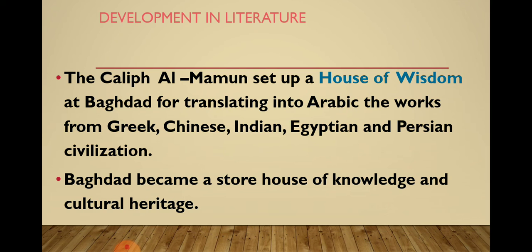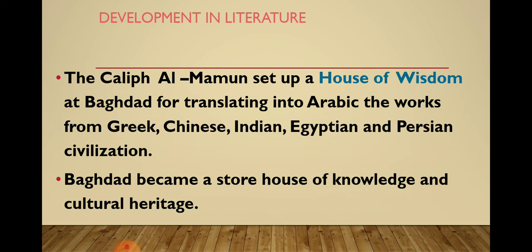And now the Caliph Al-Mamun set up a House of Wisdom. This House of Wisdom was established at Baghdad. It was mainly made for translating many works into Arabic, and they translated books from Greek, Chinese, Indian, Egyptian, and Persian civilizations into Arabic. So it is called the House of Wisdom.